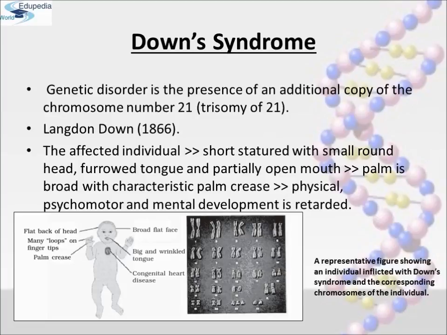This is a representative figure showing an individual afflicted with Down syndrome and the corresponding chromosomes of the individual. Here you can see that in position 21 there are three copies, that is, one additional copy is present.